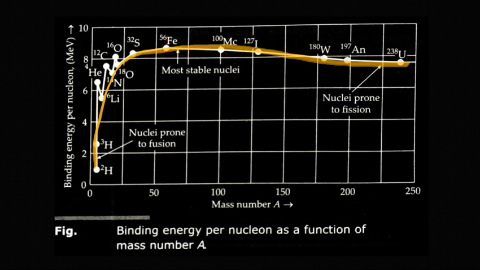Fine. So these are the few important points of this binding energy curve. The binding energy curve also shows us the elements which are prone to nuclear fusion and the elements which are prone to nuclear fission. Okay. So this fusion and fission, we will discuss in our next class.